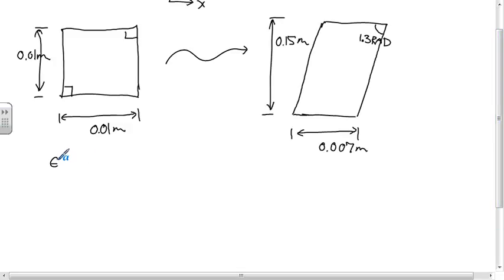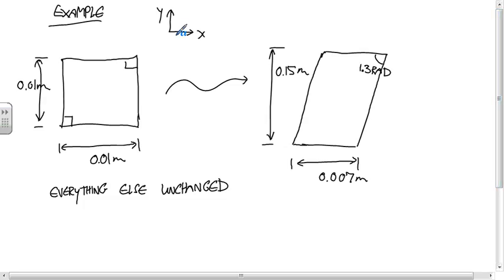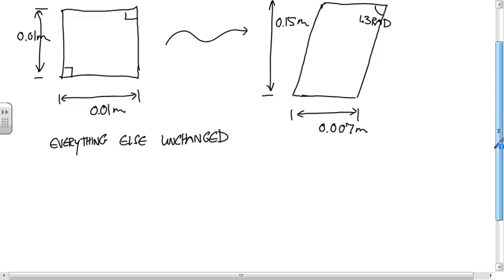So let's say everything else stays unchanged. So what changes? Well, the normal strain in the x direction changes. The normal strain in the y direction is also non-zero. And then the xy shear strain is non-zero. Everything else will be 0. Okay? So let's calculate those.